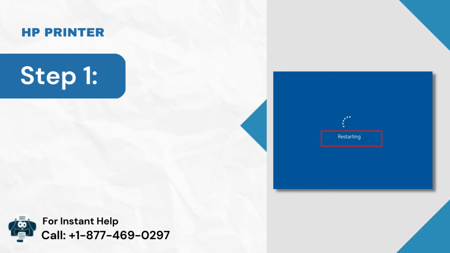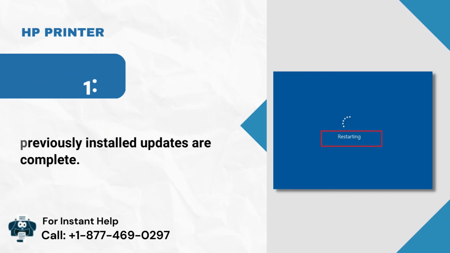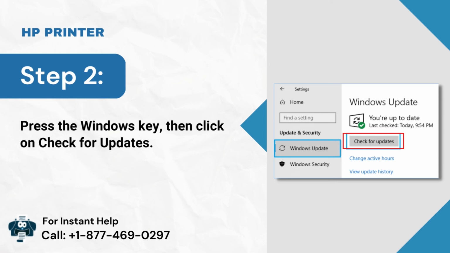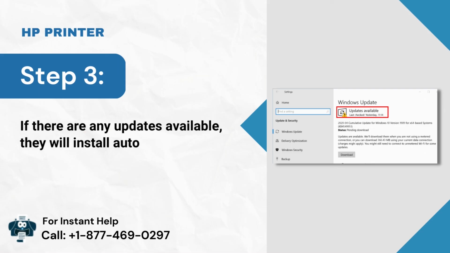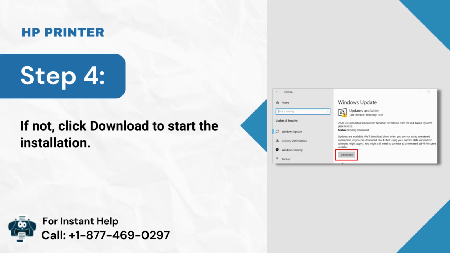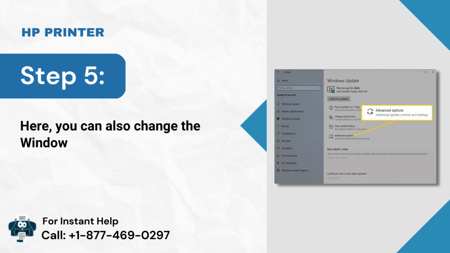Step 1. Restart your PC to ensure that any previously installed updates are complete. Step 2. Press the Windows key, then click on Check for Updates. Step 3. If there are any updates available, they will install automatically. Step 4. If not, click Download to start the installation. Step 5. Here, you can also change the Windows Update settings.